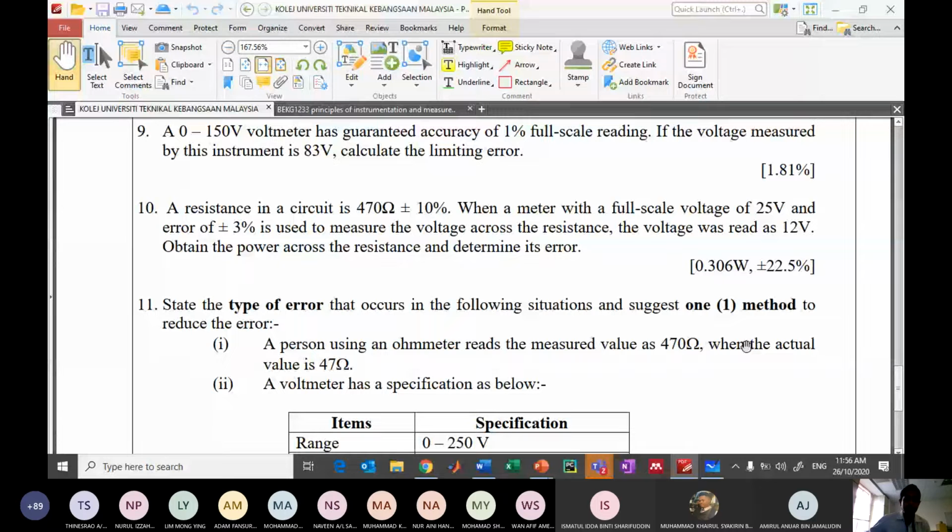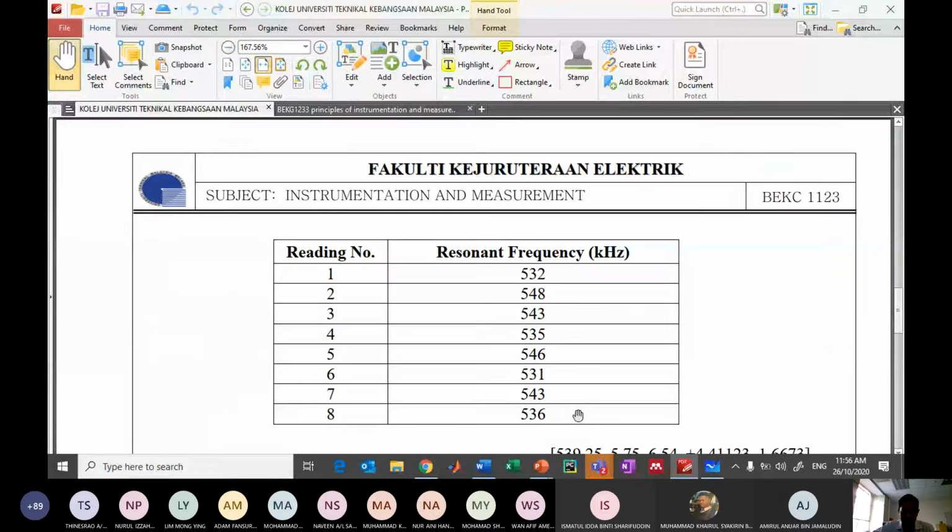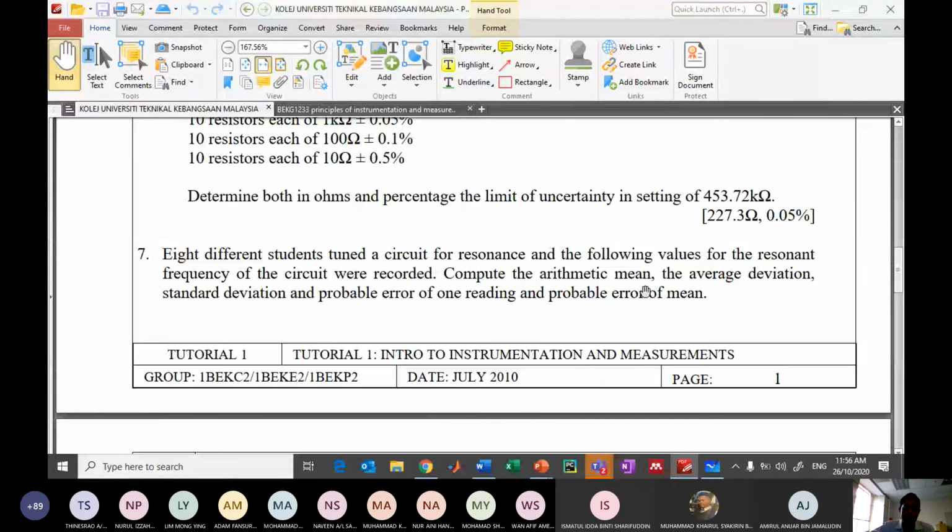Okay, so let's continue with question number 7. So the question asks 8 different students do the reading and found the frequency. It has 8 different measurements. Is it different? Yeah, all different. Okay, there's one reading the same, reading number 3 and reading number 7, but it's okay. So compute the arithmetic mean, average deviation, standard deviation, probable error of one reading, and probable error of mean.